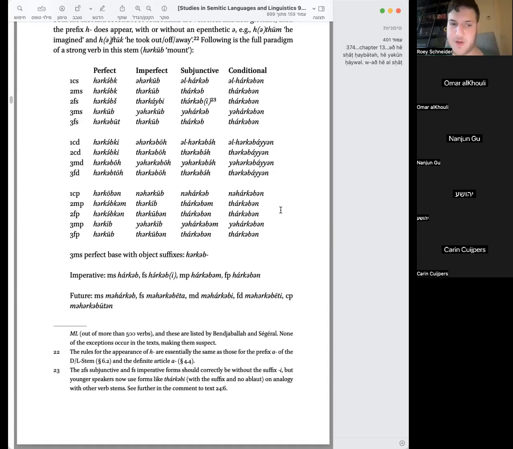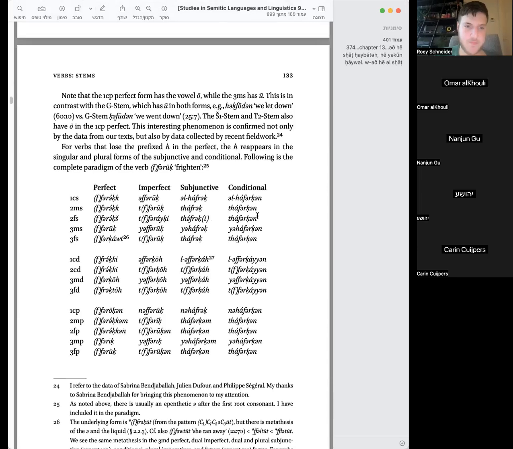Any question about the H1 stem? No? About modern South Arabian in general?